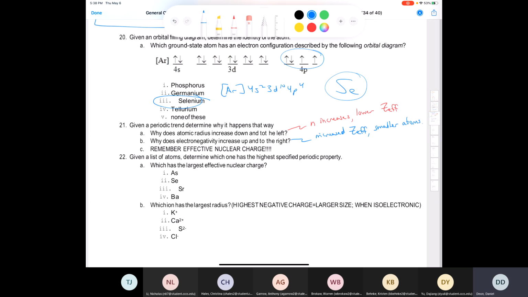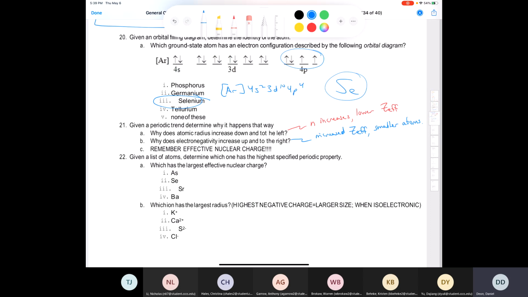Remember effective nuclear charge. We went over that in detail, and I explained why, as you go across a period from left to right, the number of protons in the nucleus increases, but the number of shielding electrons, or core electrons or inner electrons, remains the same. And so as you're adding more and more protons, you're getting more and more positive charge in that nucleus as you go across a period, but the number of shielding electrons that are blocking that positive charge from the outer electrons is staying the same.